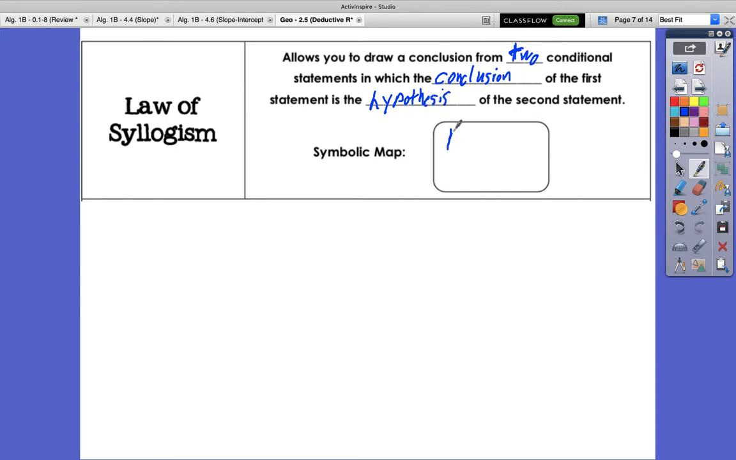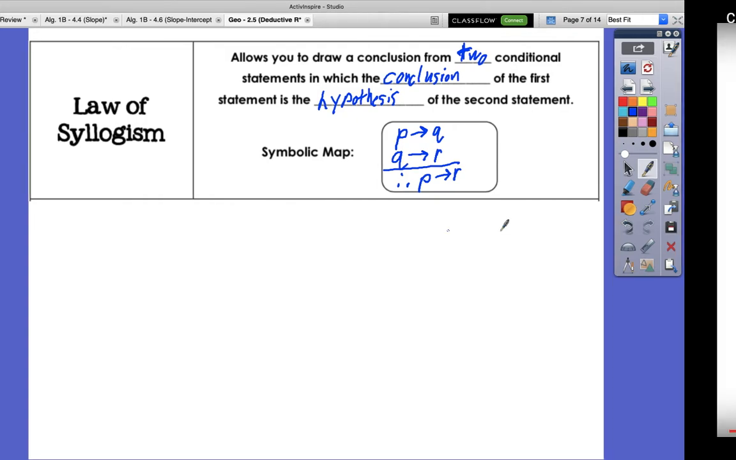So in symbols, we have if P then Q. We have our first conditional statement. Then we have our next conditional statement, if Q then R. So we have the conclusion of the first matching the hypothesis of the second. So we have the three dots. Therefore, we have if P then R. We use Q to link them through, so to speak. We skip from P all the way to R using the law of syllogism. And we'll finish off that video here.